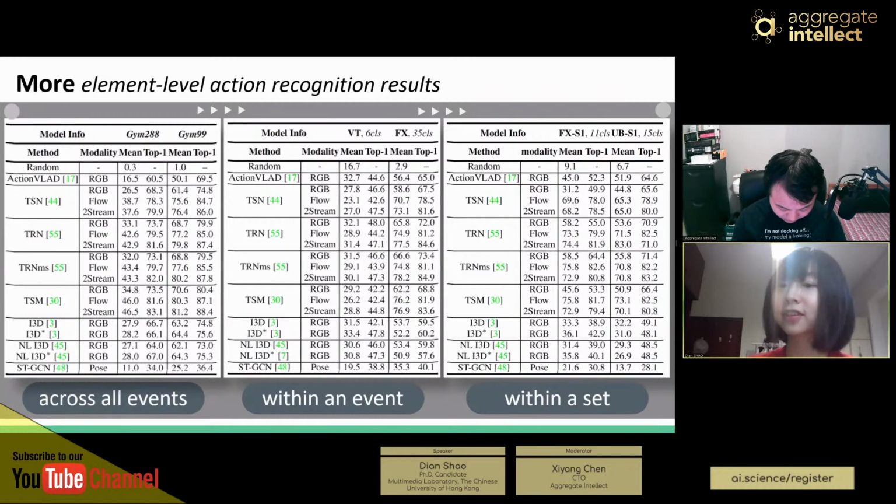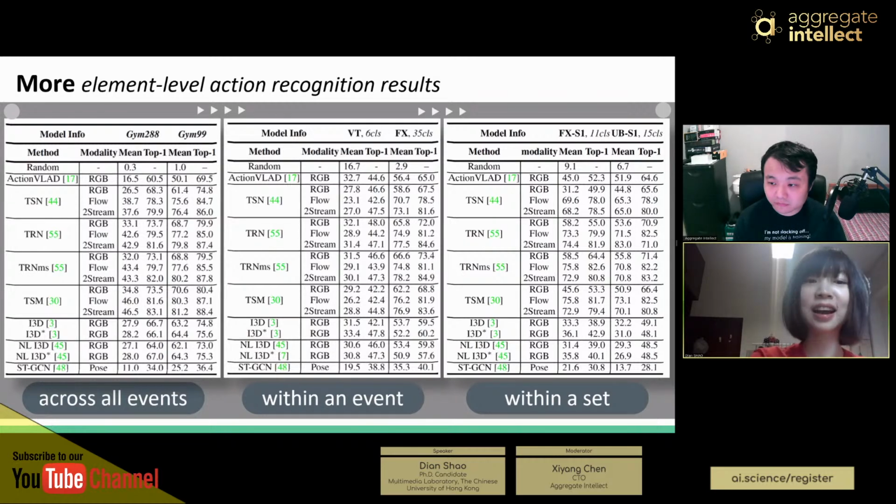So our main focus is on element level action recognition, which raises significant challenges for existing methods. You see that for Gym 288 and Gym 99, the performances are not very high. So here are more results. Specifically, we select representative methods belonging to various pipelines, including 2D CNN methods, such as TSN, TRN, TSM, and ActionVLAD, and 3D CNN methods, such as the very famous I3D and non-local, as well as the skeleton-based method, ST-GCN.